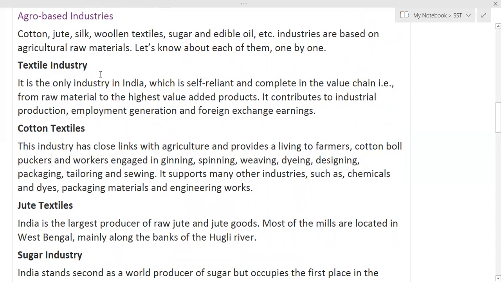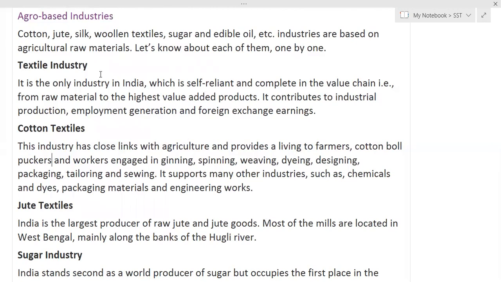Agro-based industries. Agro means agriculture, so agriculture-based industries: cotton, jute, silk, woolen textile, sugar and edible oil, etc. These industries are based on agricultural raw material, so the raw material which is acquired from agriculture. Let's know about each of them one by one.